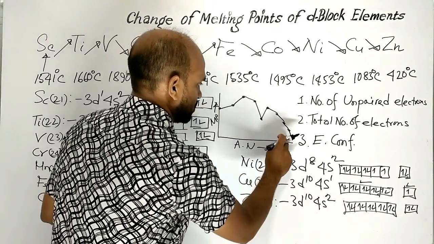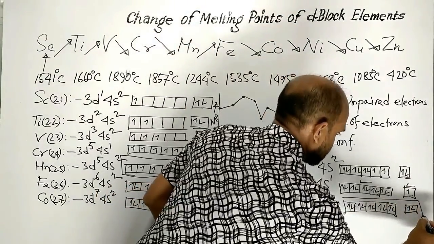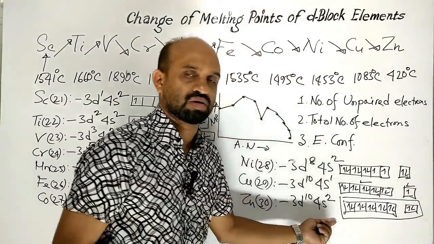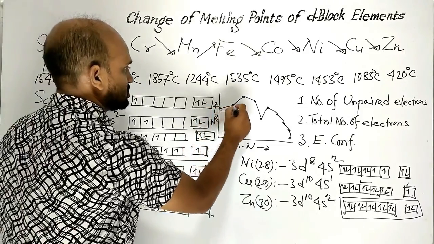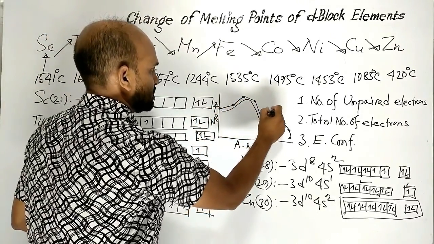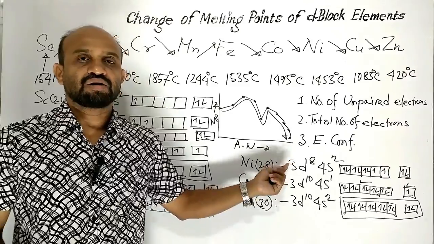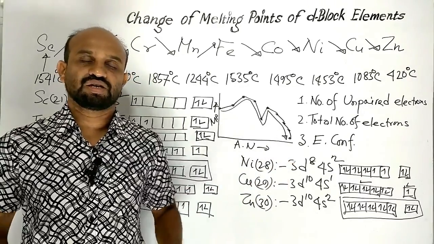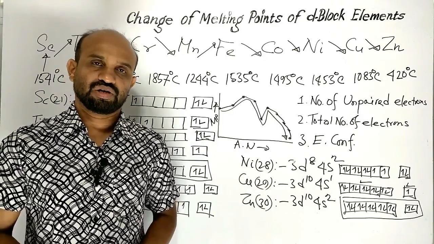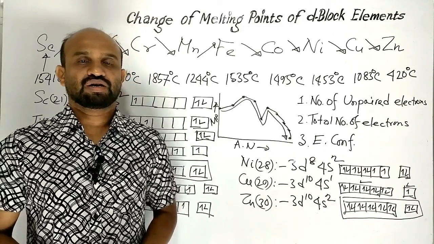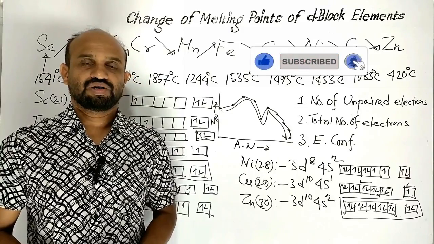Again, the melting point of zinc is the lowest, because zinc's electronic configuration is a stable electronic configuration. That is, here we see that the melting point increases, then decreases, again increases, again decreases. This is the pattern of change of melting points of 3d block elements. The reason is the number of unpaired electrons in the outermost shell, the total number of electrons, and the electronic configuration. This is all about the change of melting points of 3d block elements.